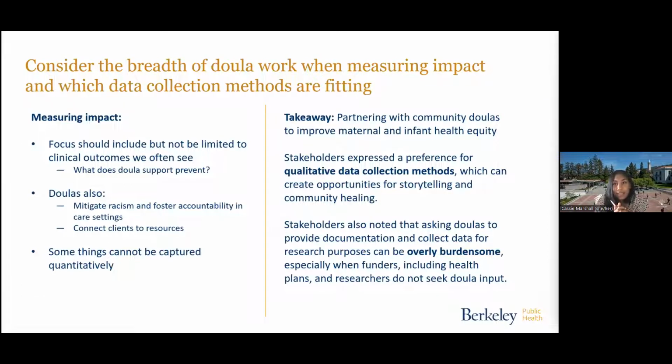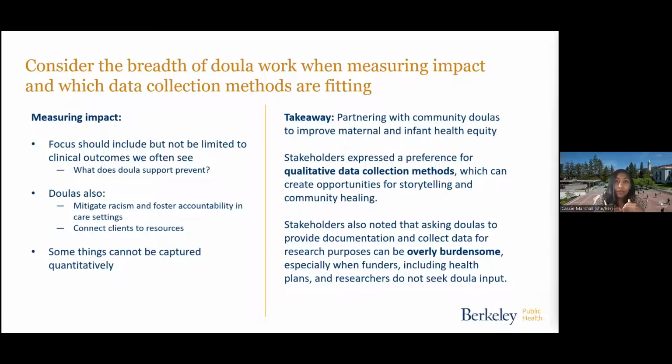So thank you. Again, these comments reflect my involvement in all three of those projects. The first thing I'll say when thinking about measuring impact is to consider the breadth of doula work, and which data collection methods are fitting. With respect to measuring impact, we often see a focus on clinical outcomes, some of which was mentioned in the last presentation, which is very appropriate. A lot of the literature and the evidence really does support a lot of these clinical outcomes, like C-section and preterm birth and breastfeeding, things of that nature. But I'm going to encourage us to take a broader view as well, and my following slides will explain why.